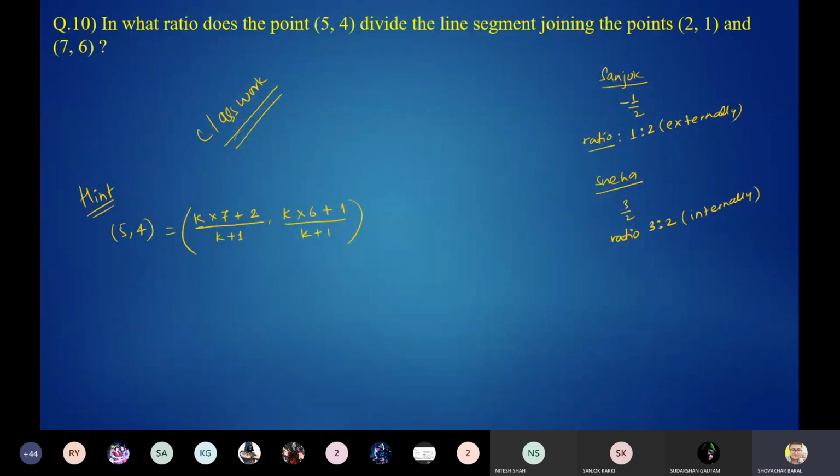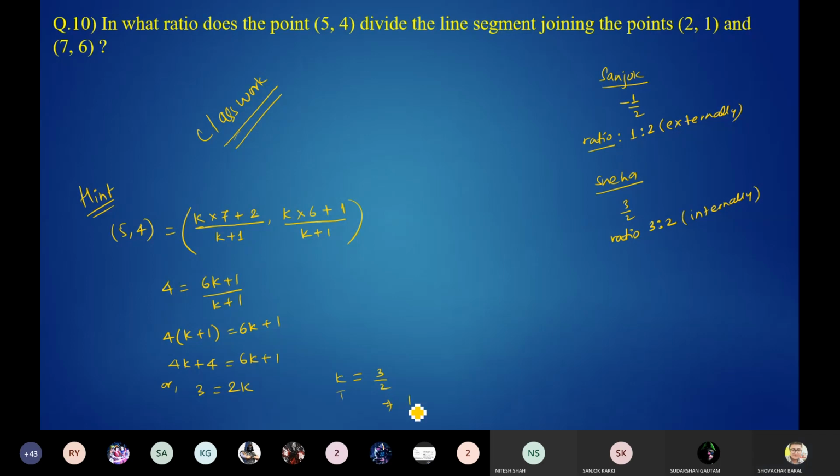So let's compare the second component. It will be 4 equals 6k plus 1 divided by k plus 1. 4 times k plus 1 is equal to, this is just rough, okay? Please don't copy it. I'm just giving the hint for you. 4k plus 4 is equal to 6k plus 1. 4 minus 1 is 3. 6k minus 4k is 2k. So k is equal to 3/2. Okay, Isna, you are correct. So k by 1 is equal to 3/2. So k is to 1 is equal to 3 is to 2.